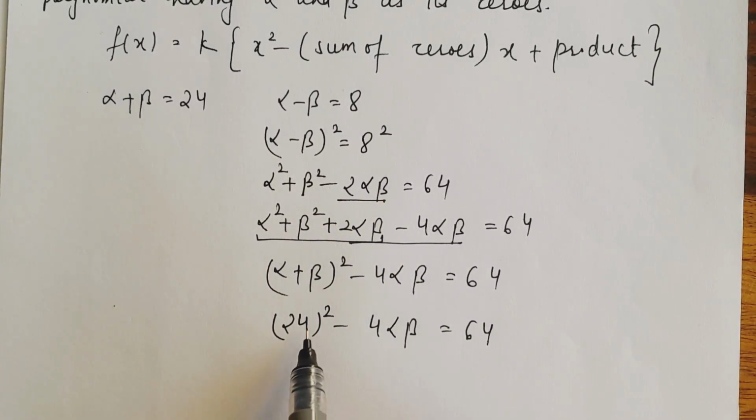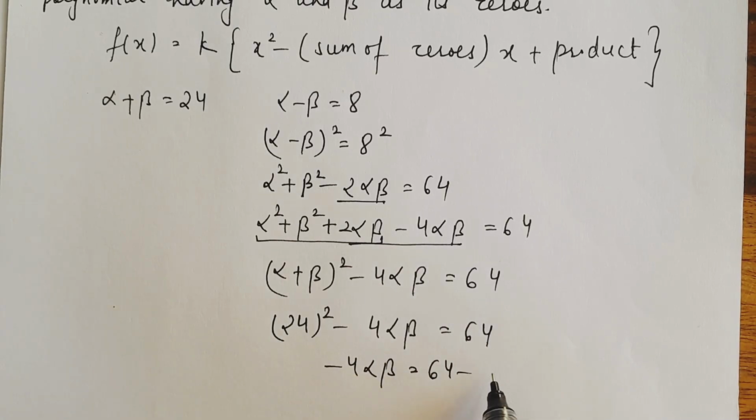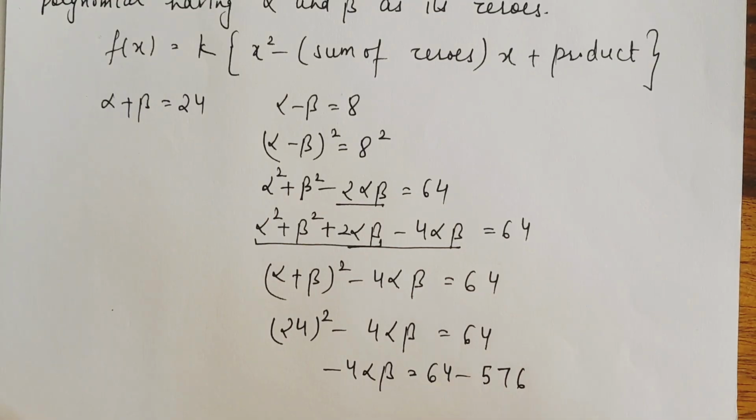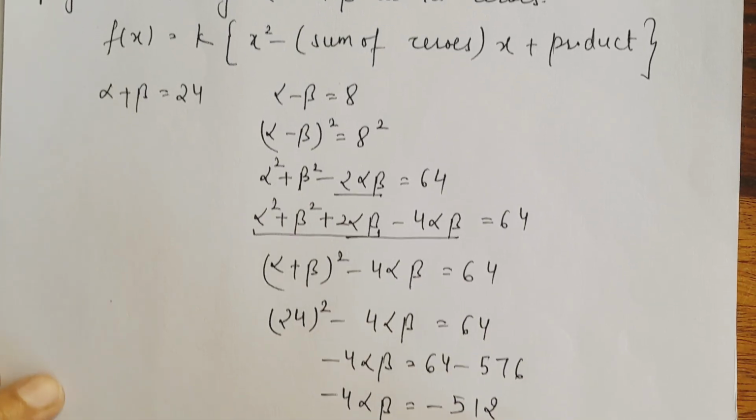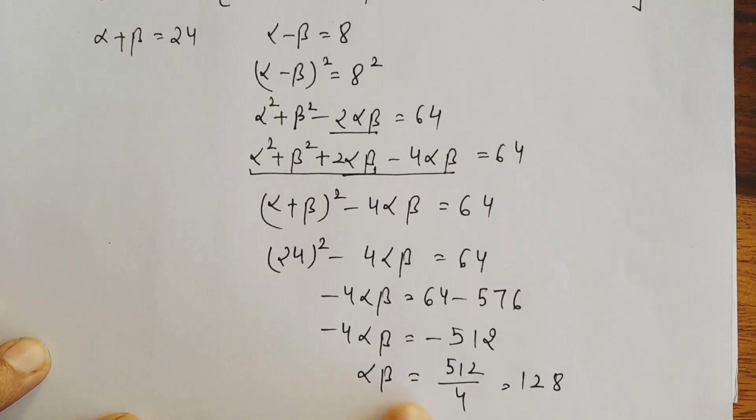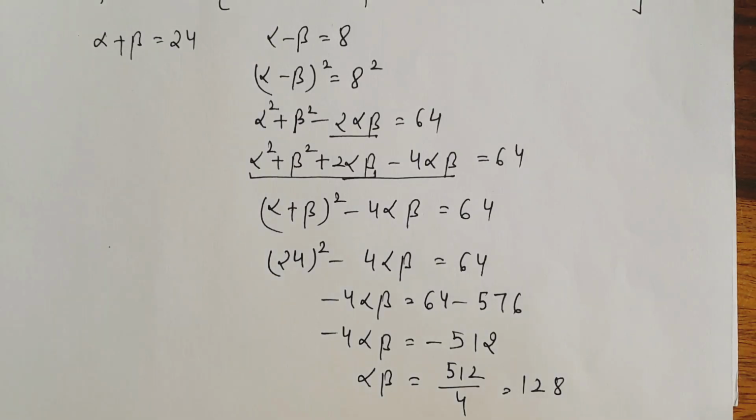ठीक है. Now 24 square minus 4 alpha beta is equal to 64, so minus 4 alpha beta is 64 minus 24 square, that is 576. So 24 square is 576, so minus 4 alpha beta is equal to minus 512. Minus minus cancel, so alpha beta will be equal to 512 by 4, so you will get here 128. So alpha beta हमें मिल गया. That means product of zeros is also given, that is 128.